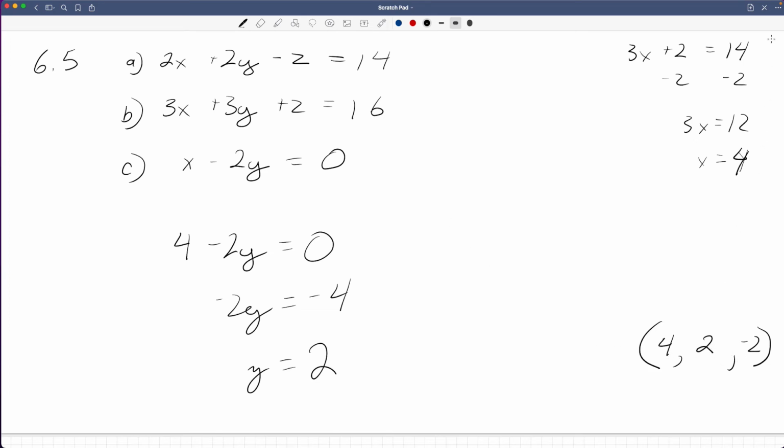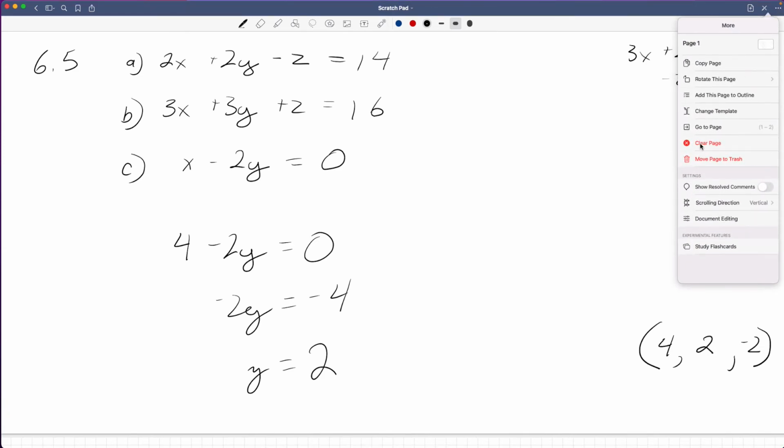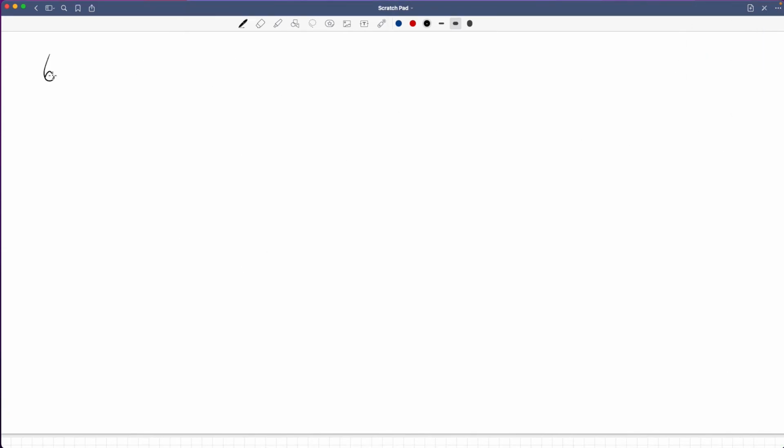Let's do one more, just for practice and funsies. Let's do 6.6. And we have, here's A. Man, my pen is skipping. I must need to get a new tip to put on it. Here's B. And here's C.